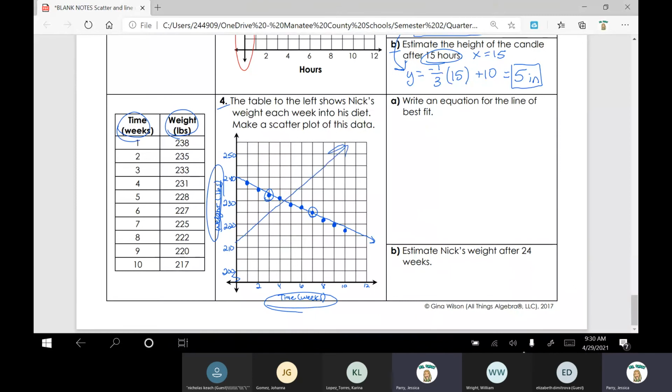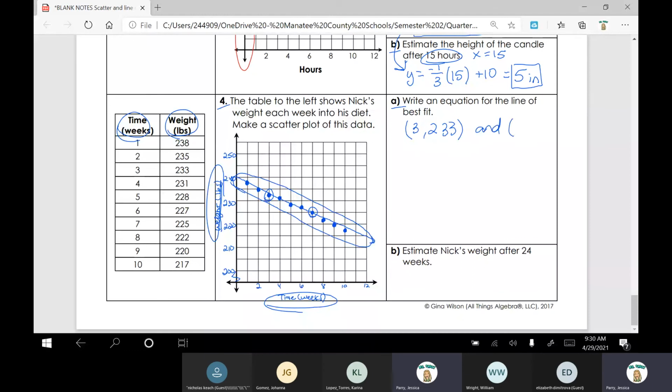We know that this here is not a line of best fit, or this is also not a line of best fit. You want it to be as close to your points as possible. Somewhere in this little circle area would be acceptable for me if you were to draw your line. And let's identify our 2 points for A, because it wants us to write an equation. We've got our first point, we can say is 3, and then about 233.